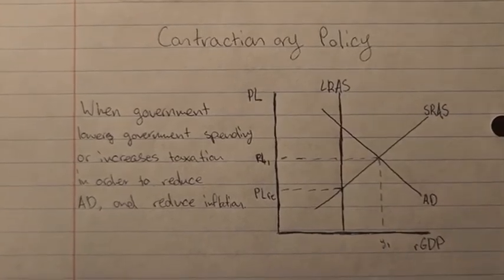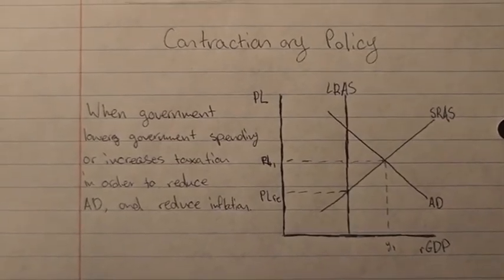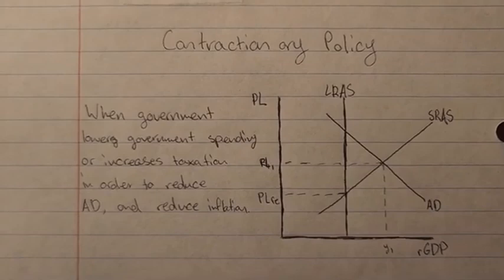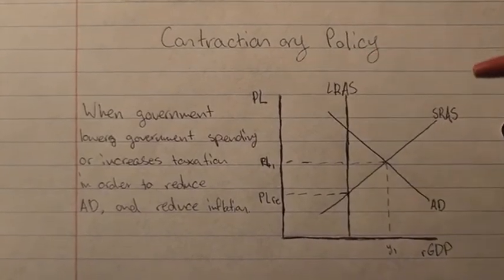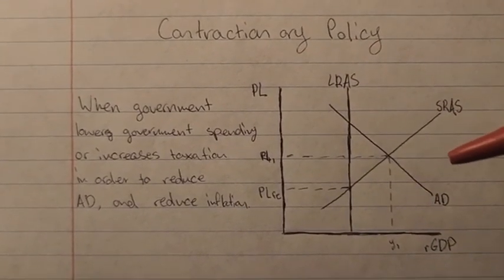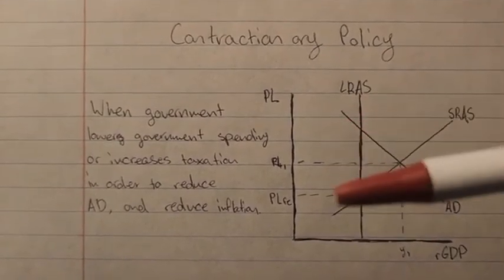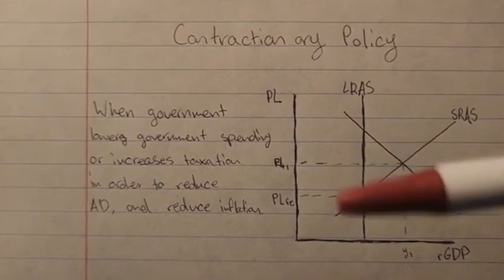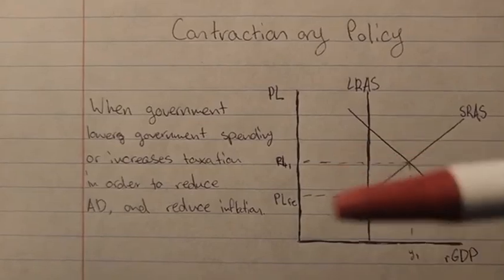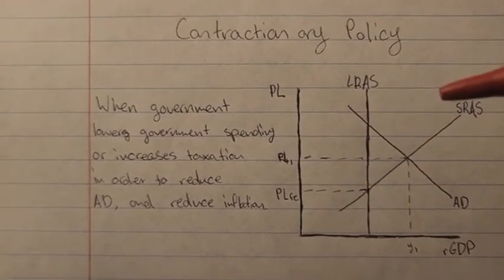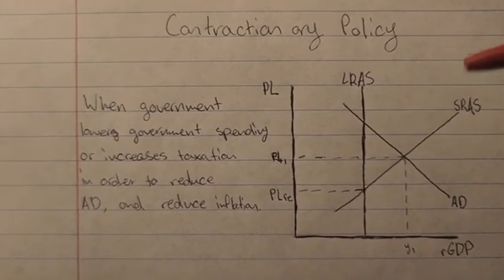So in order to better understand fiscal policy, we are going to take a look at the implementation of a contractionary policy and what that does to the AD-AS model. When the government lowers government spending or increases taxation in order to reduce aggregate demand and subsequently reduce high inflation, that is contractionary policy.